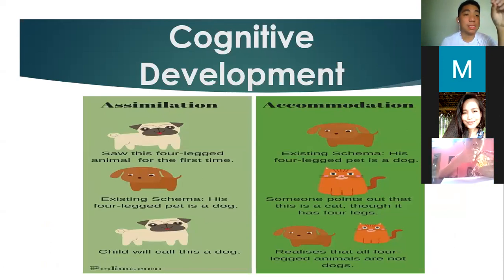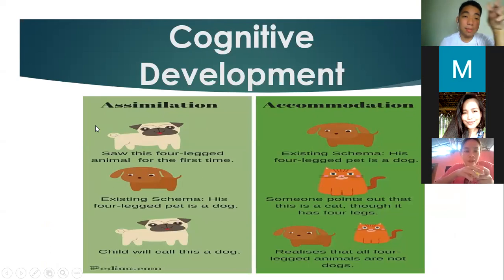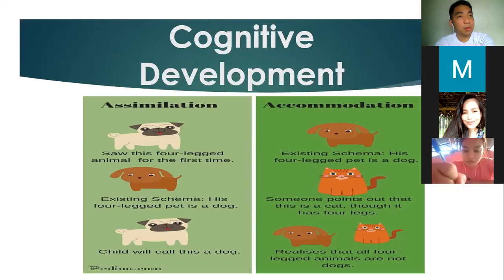Assimilation, okay, sa assimilation, this is where you learn new information or knowledge, okay? Well, sa accommodation, this is where you are going to revise that knowledge, okay? For example, sa assimilation, you saw first, okay, this is your first experience with a four-legged animal, okay? And then, in your existing schema, this four-legged pet is a dog. So, makaingon ka nga. For example, you saw a four-legged animal, and then somebody said, it's a dog. So, that time, mo assimilate ka na all four-legged animals are dog. So, that's assimilation. Okay? So, syempre, bata pa ka.